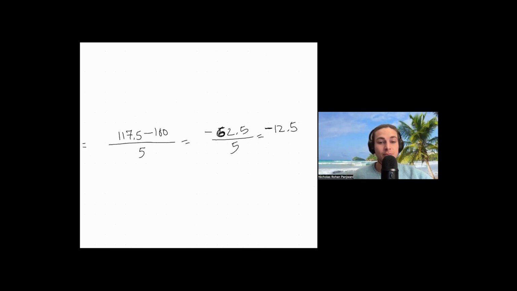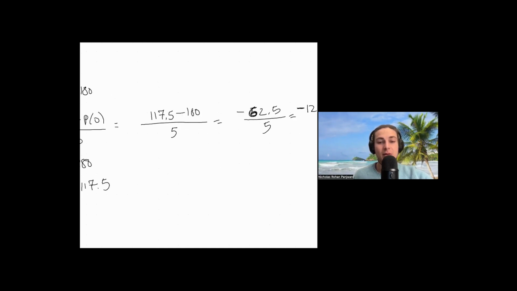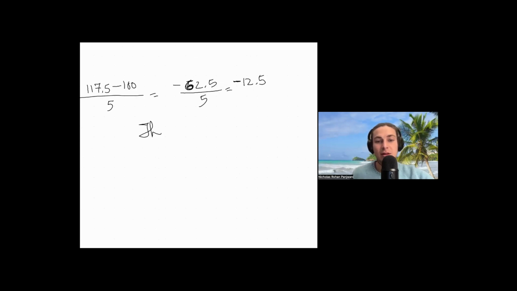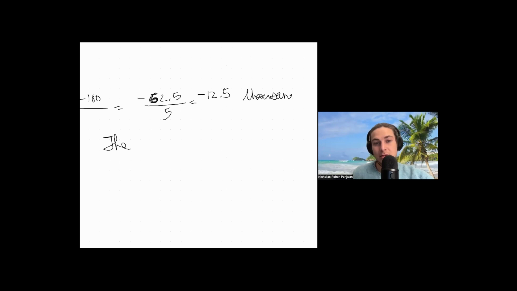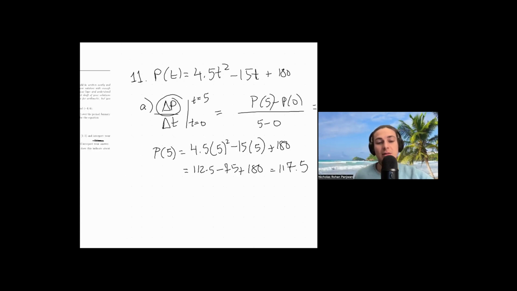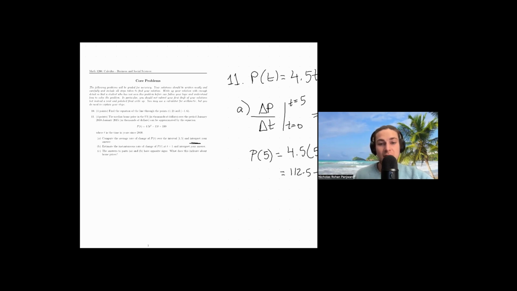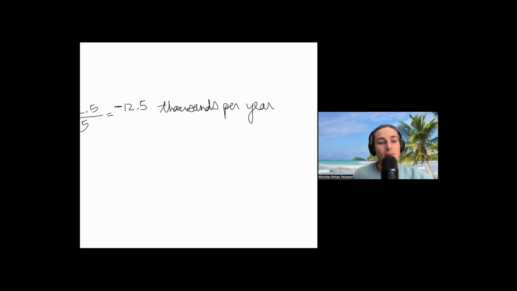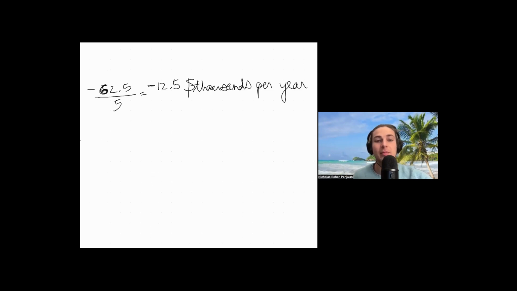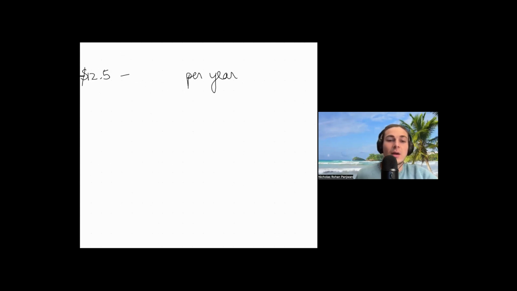Sweet, so negative 12.5. Let's go back to our context here. Again, interpret your answer. Negative 12.5, let's say thousands per year. And just a quick note on the units overall: we have our delta P over delta T, or change in P over change in T. The P is in thousands of dollars, and T is in years. So it's literally thousands of dollars divided by years, or thousands of dollars per year. We can also just call it negative 12,500 per year.